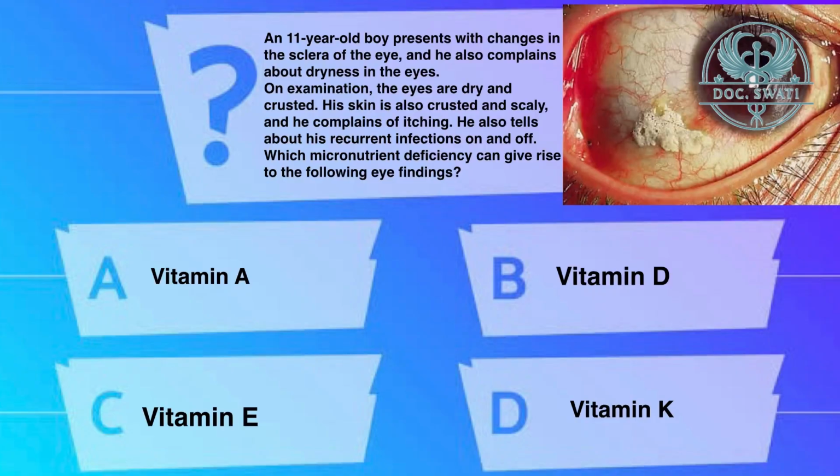Our next question is, an 11-year-old boy presents with changes in the sclera of the eye and he also complains about dryness in the eyes. On examination, the eyes are dry and crusted. His skin is also crusted and scaly and he complains of itching. He also tells about his recurrent infections on and off. Which micronutrient deficiency can give rise to the following eye findings?